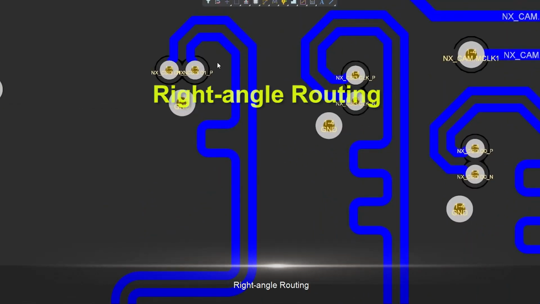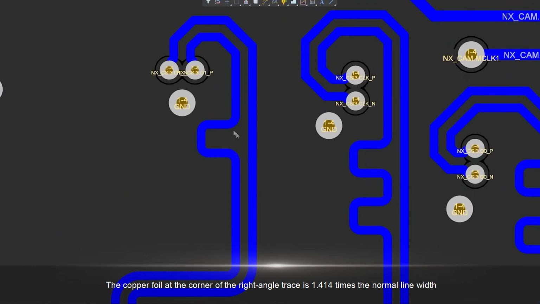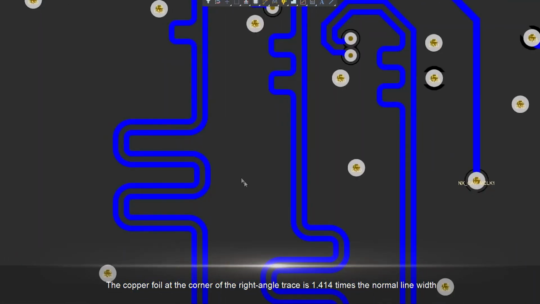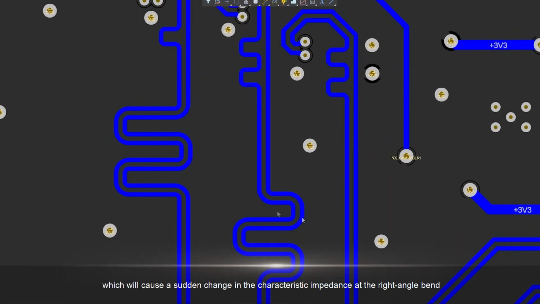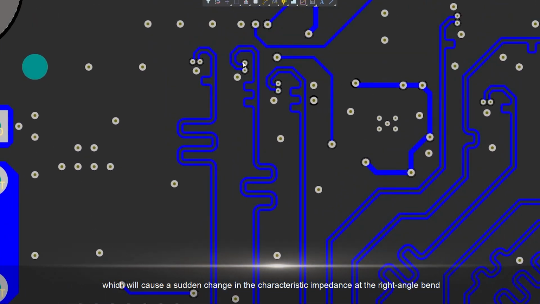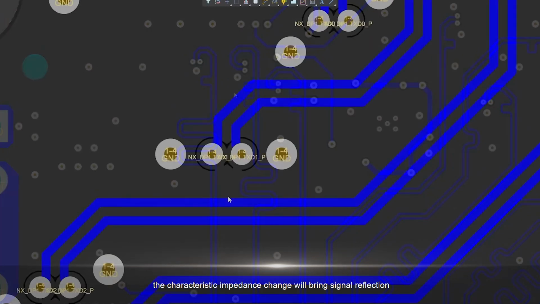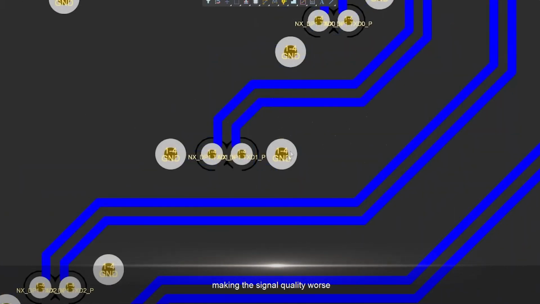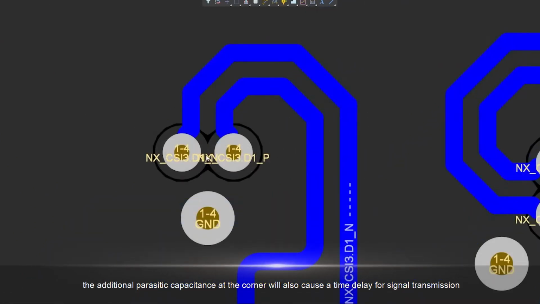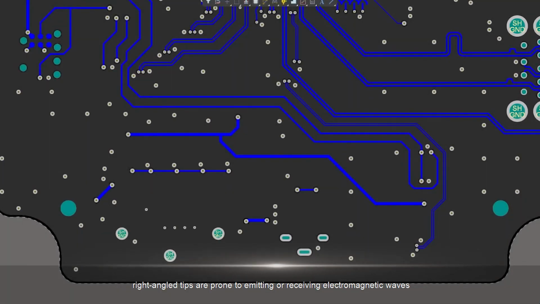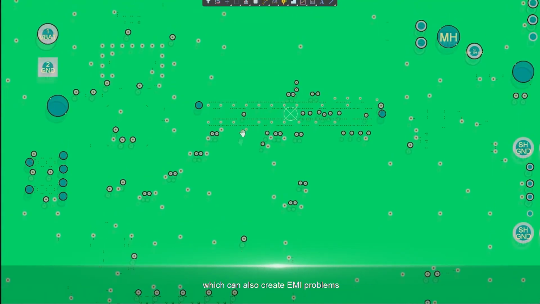1. Right angle routing. The copper foil at the corner of a right angle trace is 1.414 times the normal line width, which will cause a sudden change in the characteristic impedance at the right angle bend. This has no great impact on ordinary traces, but for high-speed signals, the characteristic impedance change will bring signal reflection, making the signal quality worse. At the same time, the additional parasitic capacitance at the corner will also cause a time delay for signal transmission. In addition, right-angled tips are prone to emitting or receiving electromagnetic waves, which can also create EMI problems.